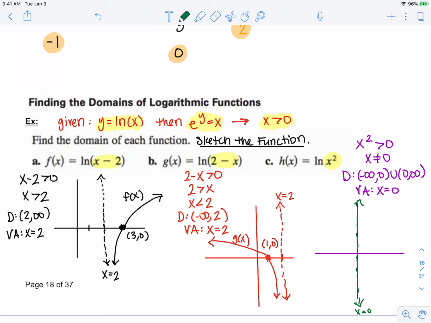But now what's different is that my graph needs to go to the left and to the right. So it's actually going to have 2 x-intercepts. One here at 1, 0, and one here at negative 1, 0. And it's going to get really close to my vertical asymptote going that way, and close to my vertical asymptote going this way. So when you're sketching your logarithmic function with base e, once you know your domain, you know your vertical asymptote, and the only extra point that you need to sketch is the x-intercept, which is 1 away from your vertical asymptote.